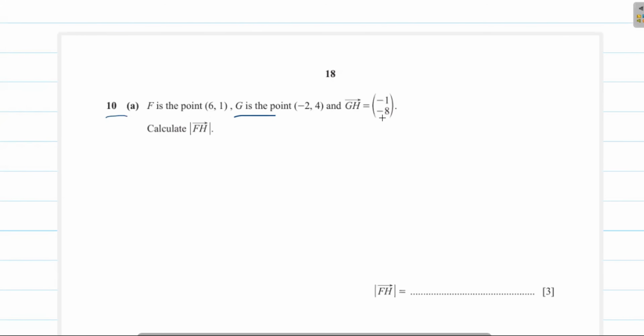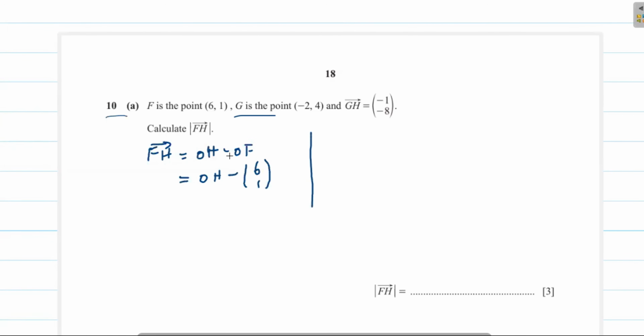Question number 10, part A. F is the point (6, 1), G is the point (-4, ...), and GH equal to (-1, -8). Calculate FH. Now, firstly, we find the vector FH. That's equal to OH minus OF. Now, you see here, OH is not given here. Now, OF is (6, 1). We write it in column form.